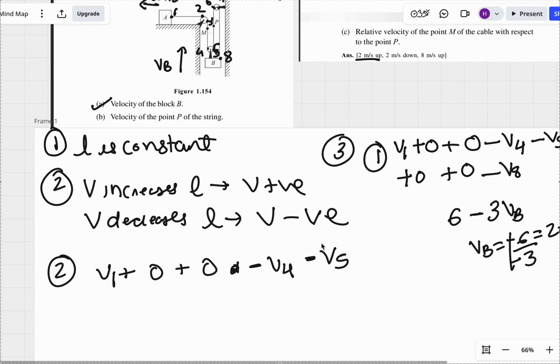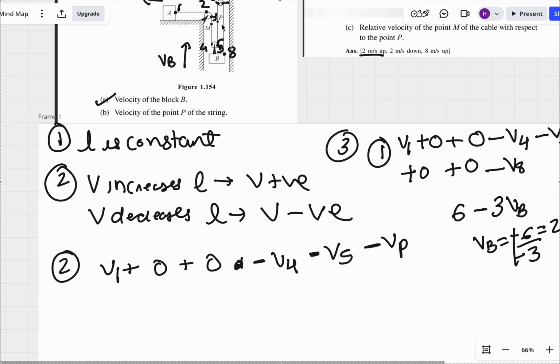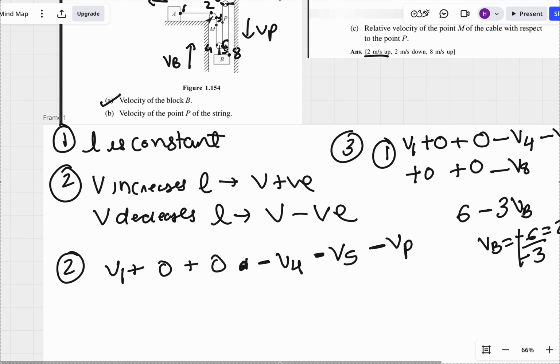Point P. Assume that point P is going downwards, right? I'm just assuming it because since this is going up, this has to come down. So I am writing it downwards. Now just assume point P is decreasing the length, minus VP. It is downwards, I am assuming it is going downwards, VP. So it is decreasing the length between P and 0.5.